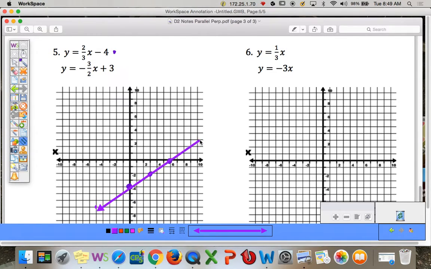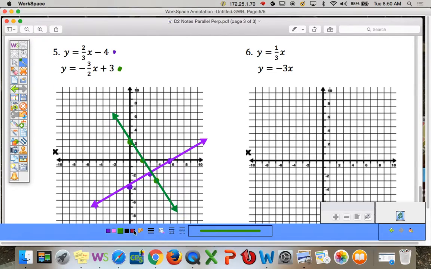I can do better than that. Let's try again. That's better. All right, so there's our first line in purple. Let's do the other one. I'll do it in green. So this one, the y-intercept's 3. 1, 2, 3 up. Our slope is negative 3/2. So down 3/2. Down 3/2. And if I graph that line, you can see that they're perpendicular.